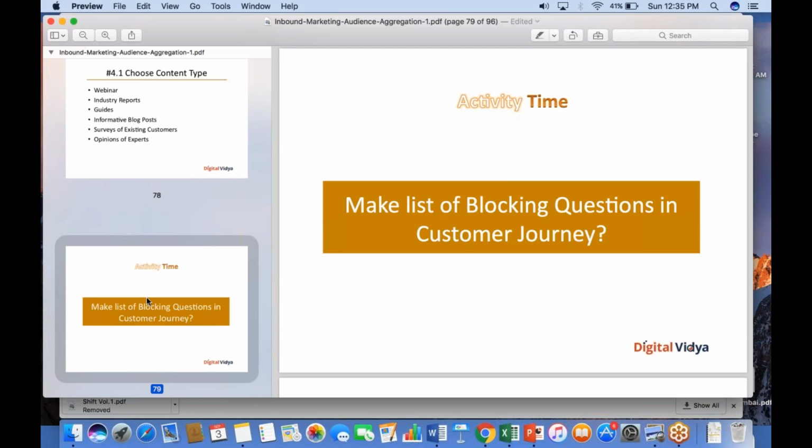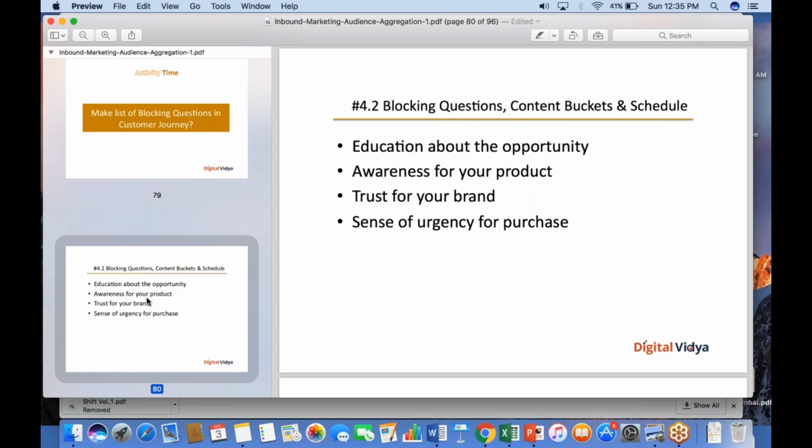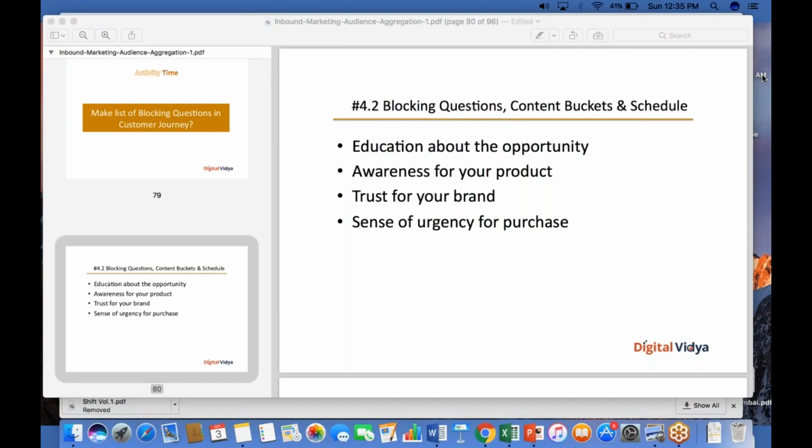So now what we will do, this is a very interesting exercise, is I want you to do a couple of things. We've already gone through a list of blocking questions a customer goes through during their entire navigation life cycle, right? So I want you to prepare a list of blocking questions. These are all the questions, right? So one of the questions in the customer's mind is that they are not really sold on the opportunity. So why do I?